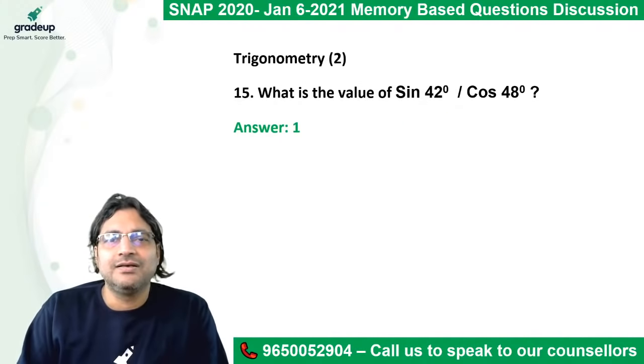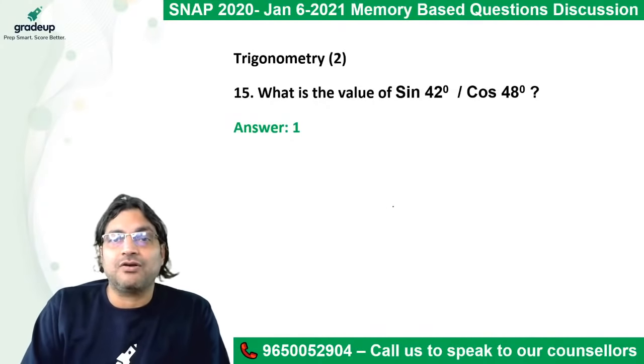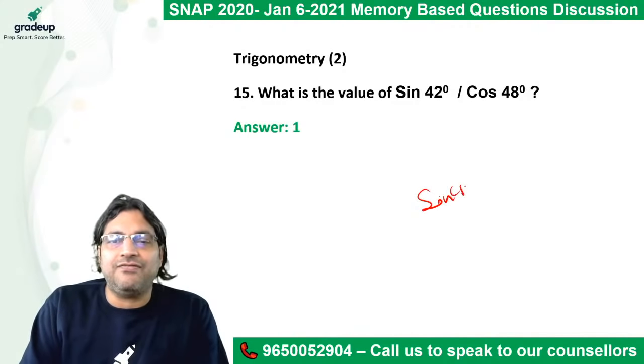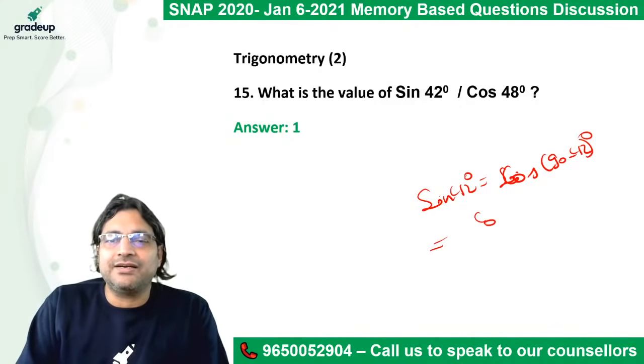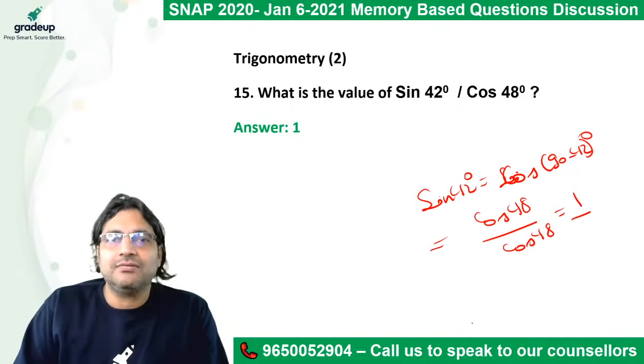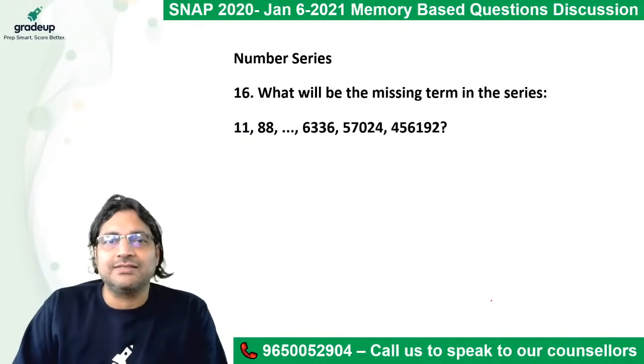The next one, sine 42 degree by cos 48 degree. Is not sine 42 degree equal to cos 90 minus 42 degree, right? So basically this reduces to cos 48 divided by cos 48 and your answer is 1. That is it. Okay, we shouldn't even be discussing these questions.